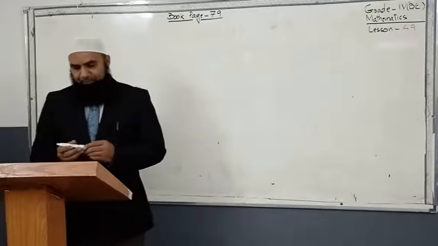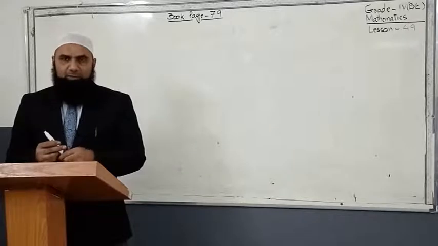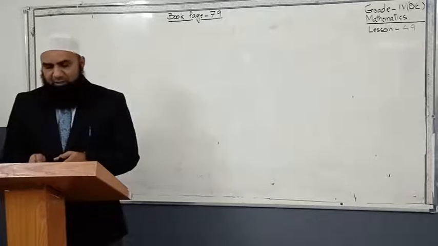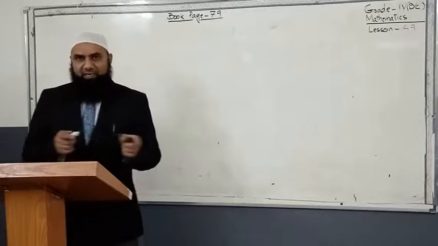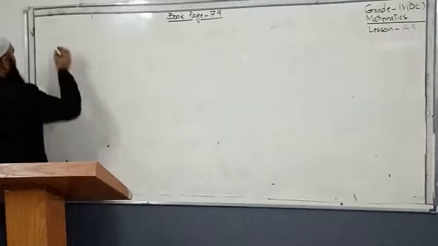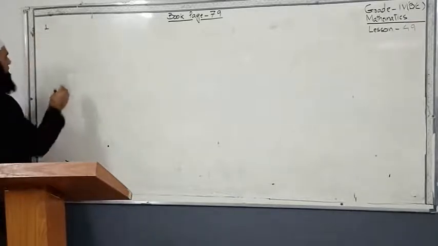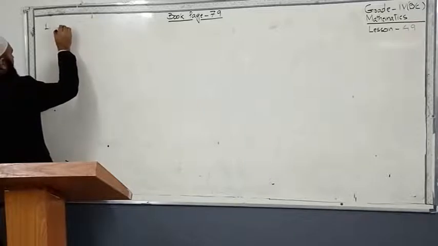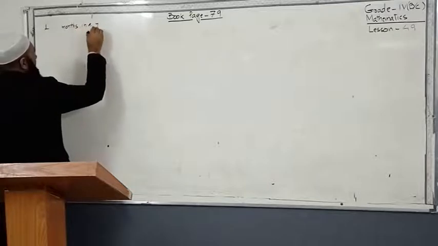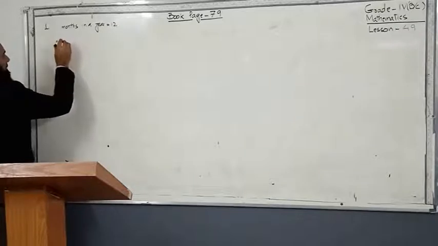So question number 1, how many months are there in 10 and a half years? Okay, this is written as 10 whole 1 over 2, so 10 are complete, plus half a year. So we know that months in a year are equal to 12. Okay?